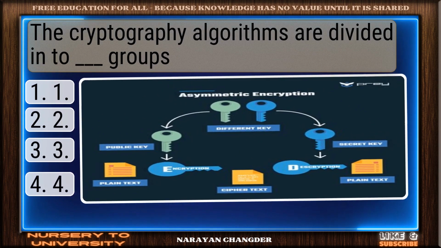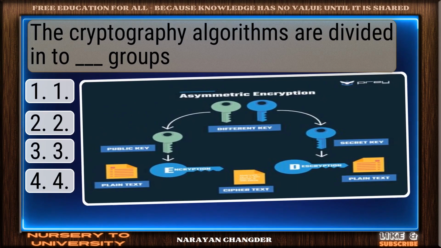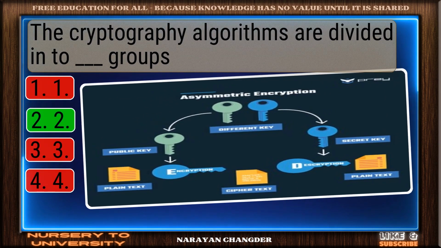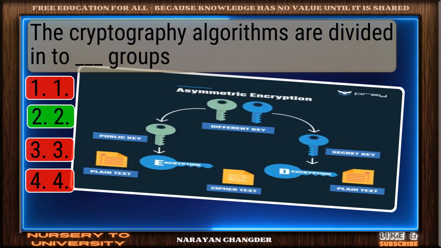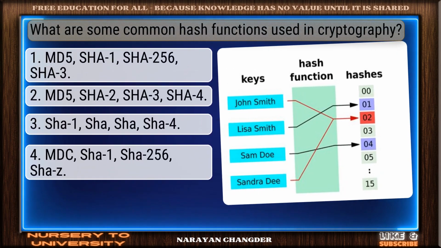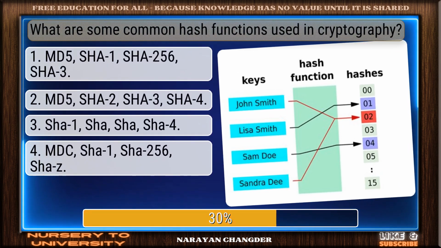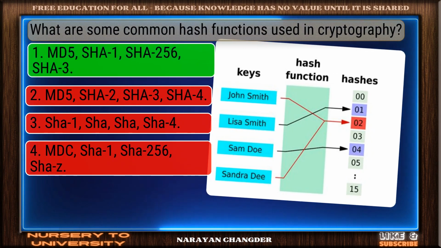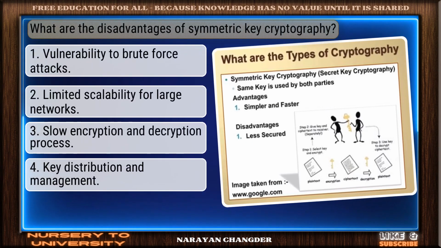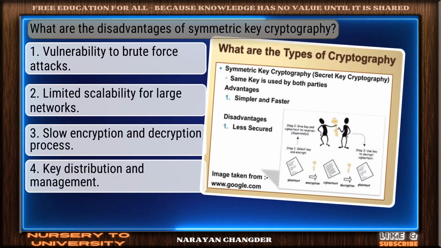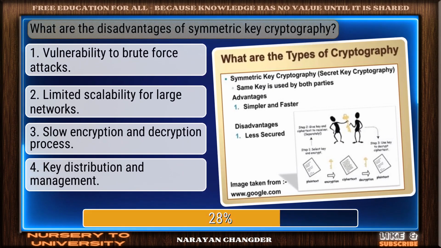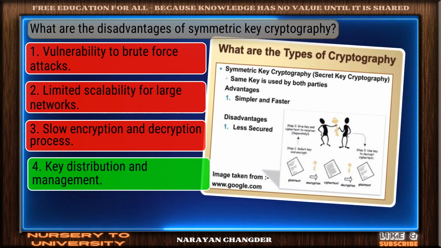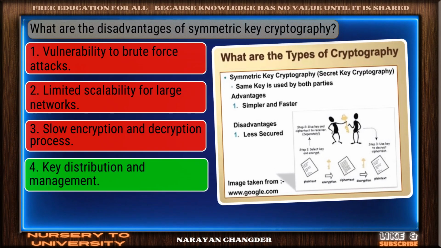Question number 31. The cryptography algorithms are divided into two groups. Good job. Your answer too works well here. Question number 32. What are some common hash functions used in cryptography? Well picked. MD5, SHA1, SHA256, SHA3 is the correct answer. Question number 33. What are the disadvantages of symmetric key cryptography? You chose key distribution and management, and it is correct.